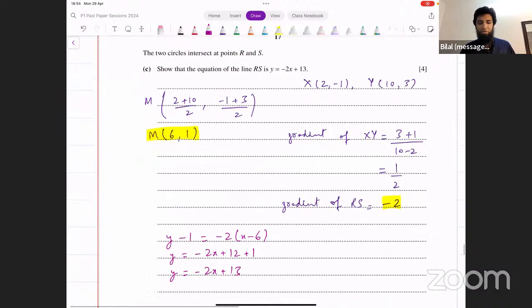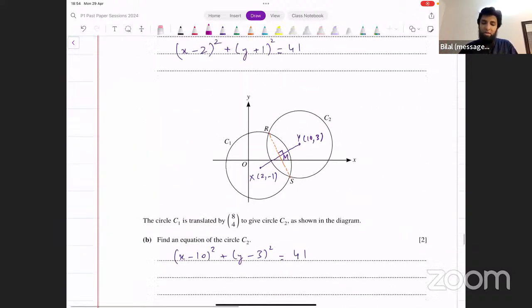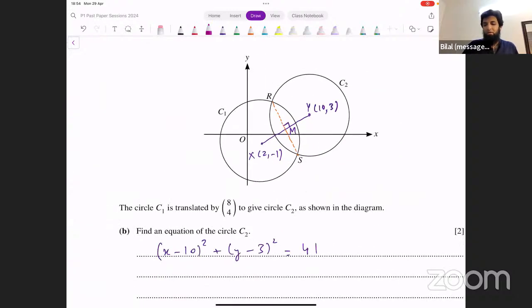Okay, that's part C of this. This is the quickest way of doing this. The other possibility could be, if it does not come to your mind at that point, you can just solve the equations of both the circles simultaneously, find the points R and S, and then find the gradient of RS and write down the equation using that. That could be another possibility. And that will also work.